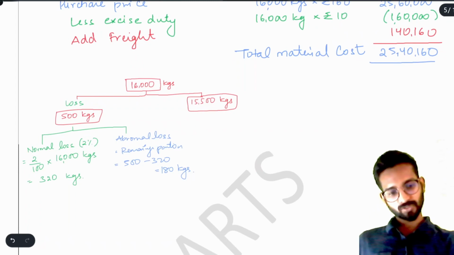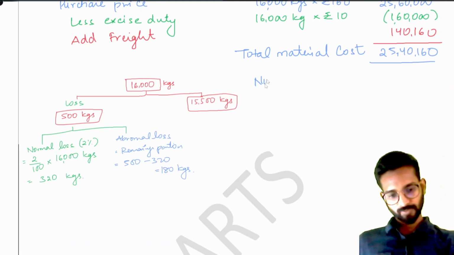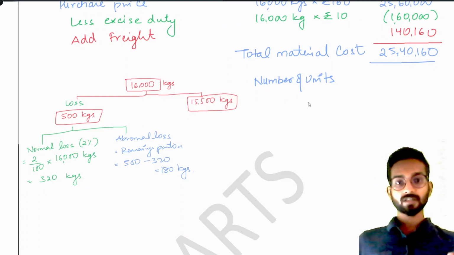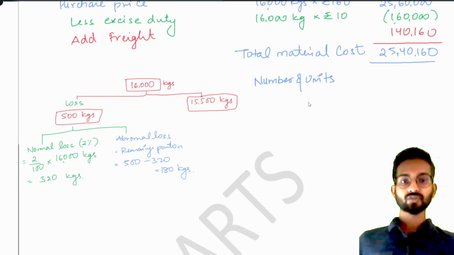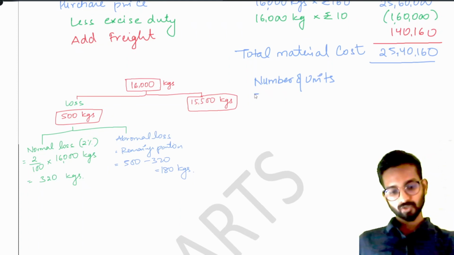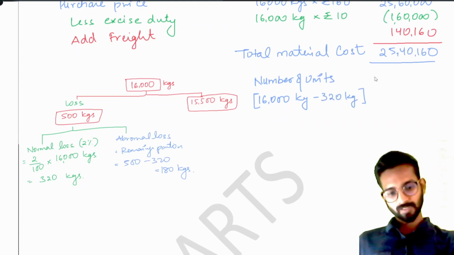Understand this. Total material cost is this much. Now number of units will be how much? I have already told you the normal loss should be removed from the number of units. So my number of units were 16,000 kgs. I have to remove normal loss, that is 320 kgs. It will become how much? 15,680 kgs.